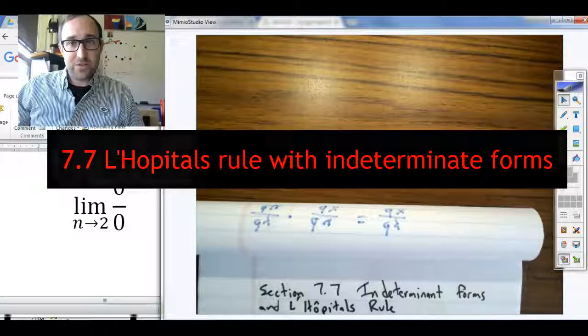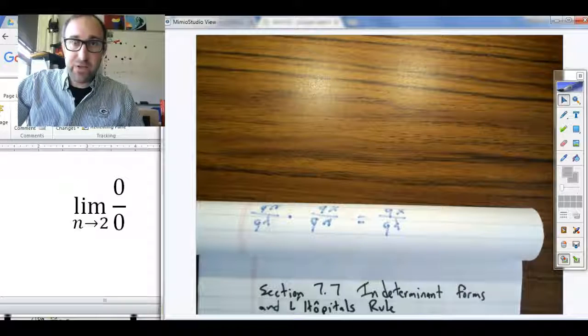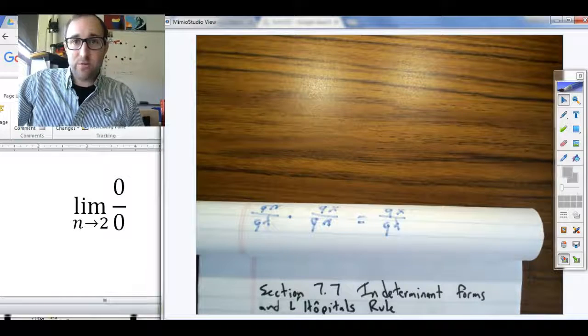Hey everyone, welcome. This is section 7.7. We're skipping around here a little bit, that way we can use L'Hopital's rule in indeterminate forms.